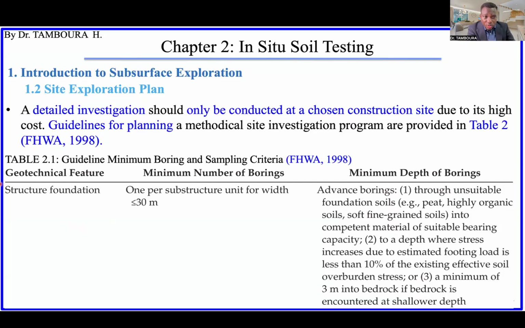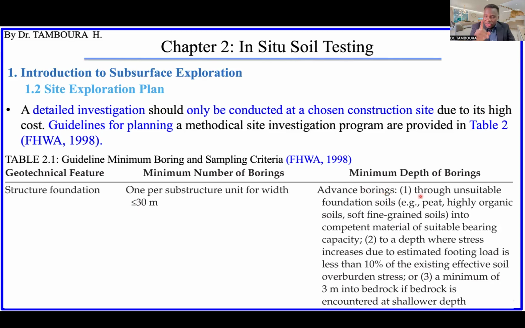Okay, so if we go for this kind of situation, for foundation, structure foundation, okay, the Federal Highway Administration is saying that we need one boring per substructure unit for width less than or equal to 30 meters. Okay, and we have here regarding the depths of the borings.